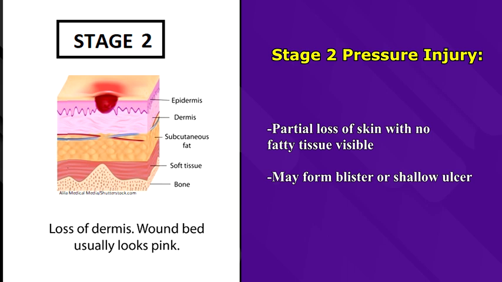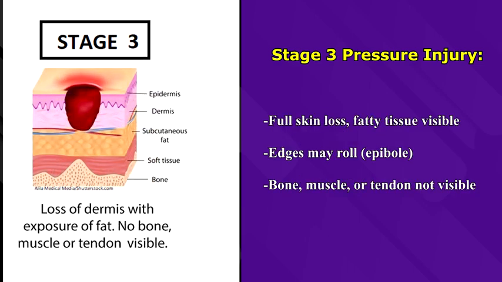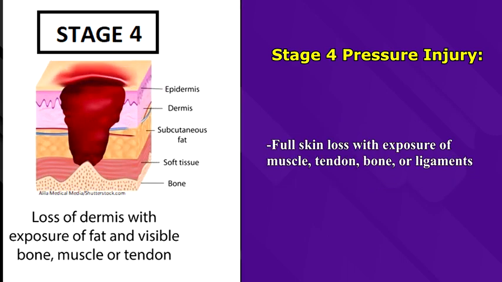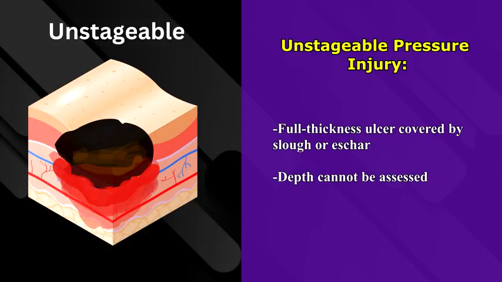Stage 2 is where we have partial loss of skin with no fatty tissue visible, and it may form a blister or a shallow ulcer. Stage 3 is full skin loss. Fatty tissue will be visible. We can have edges that can be rolled, but bone, muscle, or tendon is not visible. Stage 4 is where we have full skin loss, where it actually exposes the bone, muscle, tendon, or ligaments. And then we can have one where it's unstageable, and this is a full thickness ulcer covered by slough or eschar, and the depth cannot be assessed.